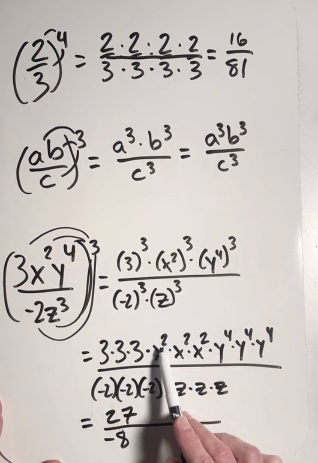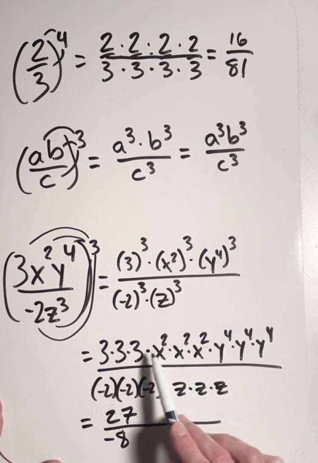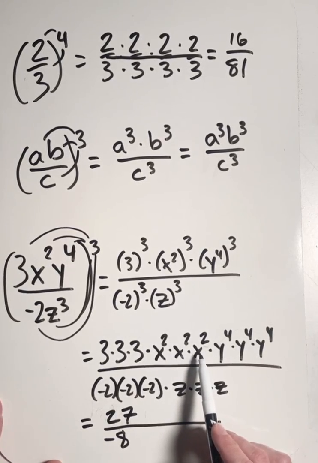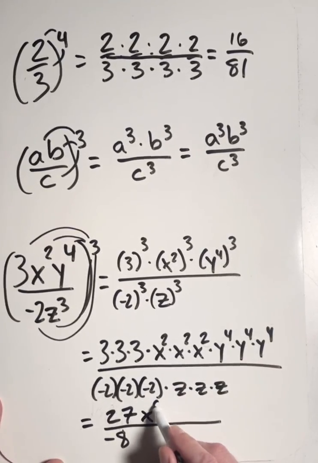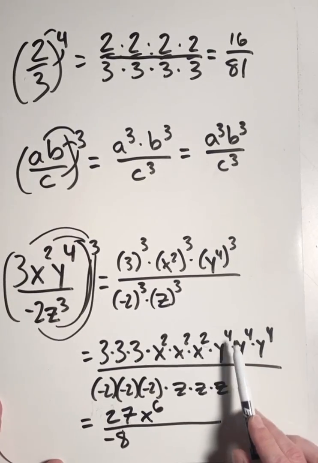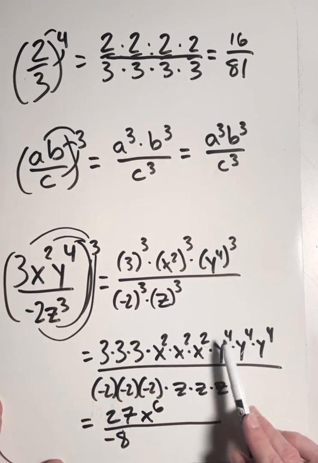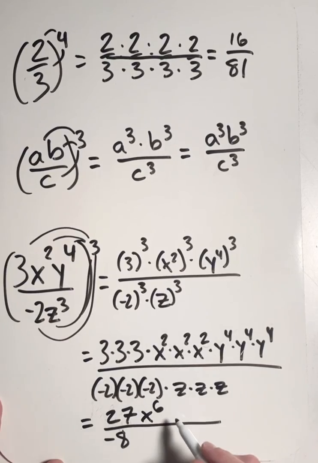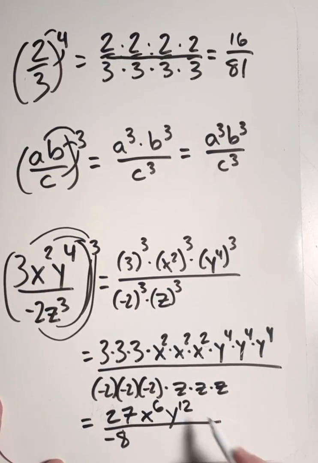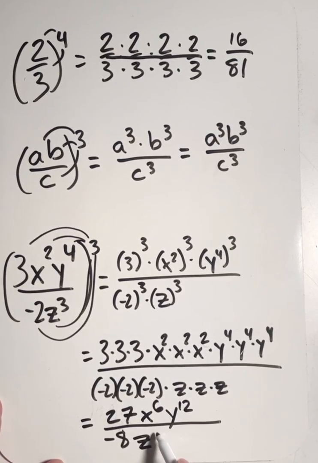I have 2 factors of x, another 2 factors of x is 4, and then a third 2 factors of x would be x to the 6th power. I have 4 factors of y, another 4 would be 8, and then another 4 would be 12, so this is going to be y to the 12th. And I still have my 3 factors of z in the denominator.